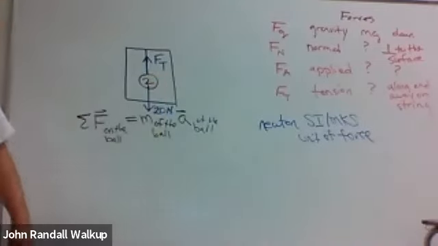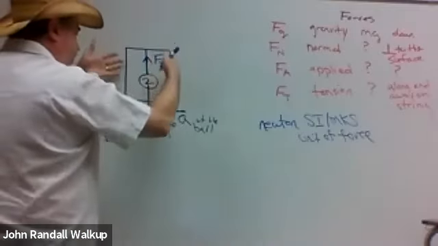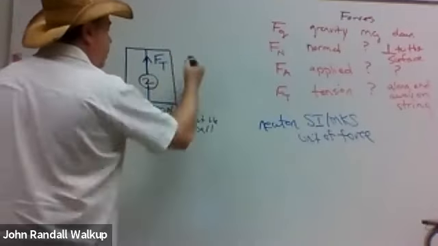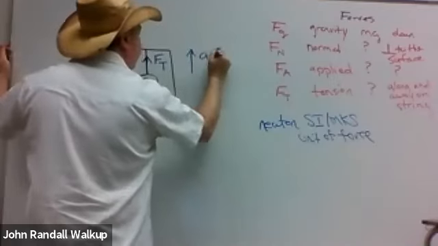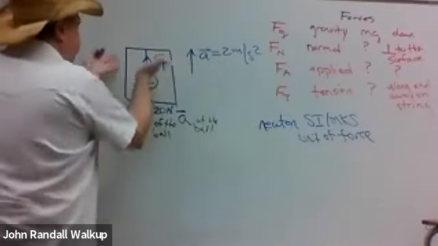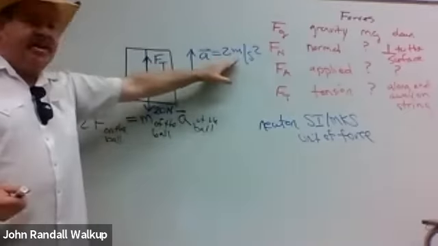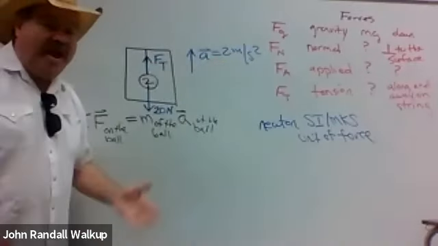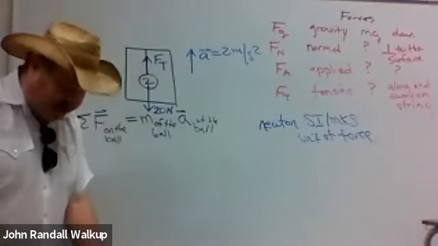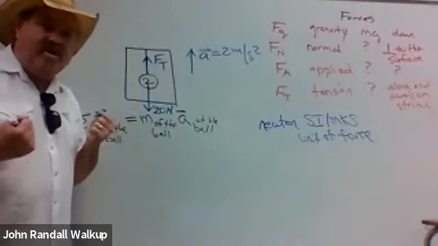Now, instead of this elevator moving down at constant velocity, it's going to accelerate upwards at 2 meters per second squared. It's ascending, but it's ascending with an acceleration. Now what happens to my tension force? Well, you probably figure by just visualizing it, if you're going to accelerate the elevator up, the string is going to get tauter. So it's going to have more tension.